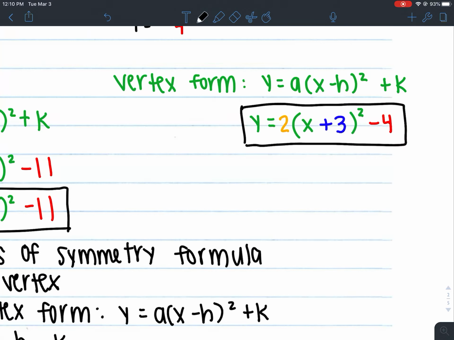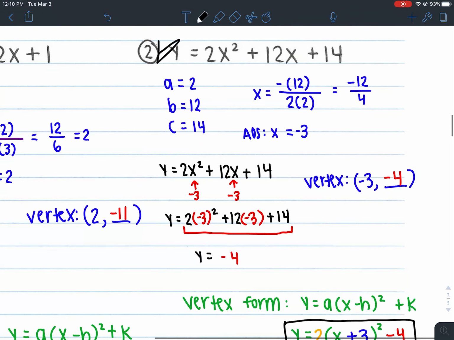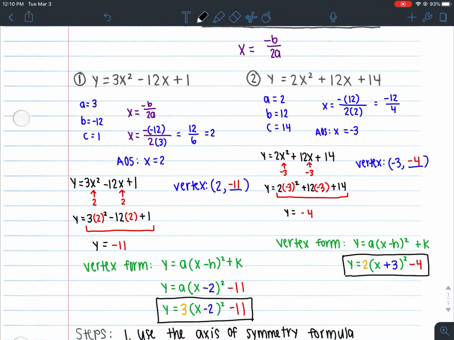Is this now in vertex form? Yes. If I were to graph that equation and the original equation in Desmos, they're going to be the exact same graph. I'm just going from form to form.